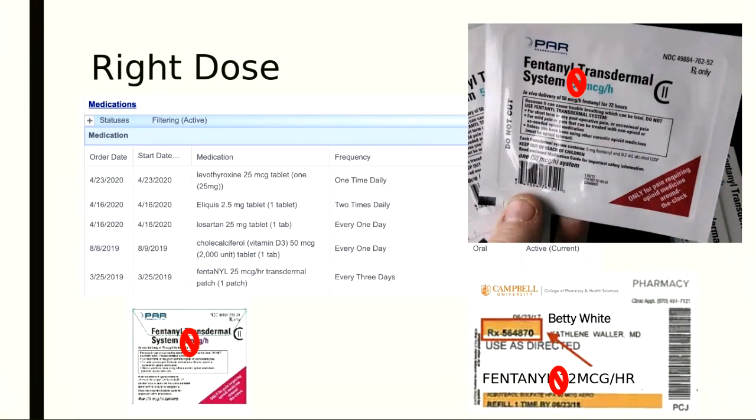And this is one of the errors that we recently had at Glenair, where a resident was given the wrong dose of a patch. So noting that, just make sure to check in all the areas that you have available that the right dose is being given.